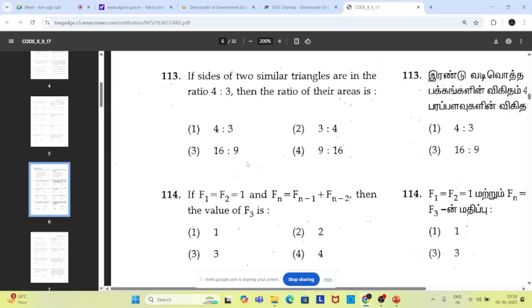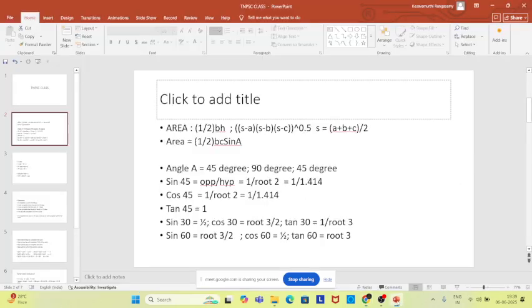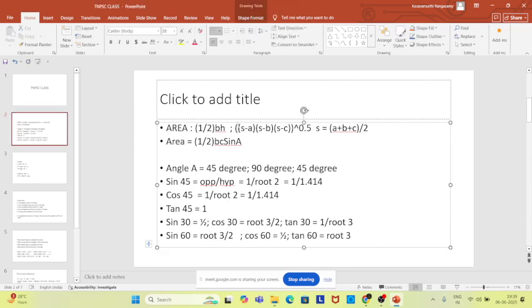Understood? Okay. Let's look at some more formulas for area of a triangle. One of the formulas is area equal to half BH. The other formula is Heron's formula. This is S into S minus A into S minus B into S minus C, root of that, where S is equal to the sum of all three sides A, B, C divided by 2. So this is another formula.